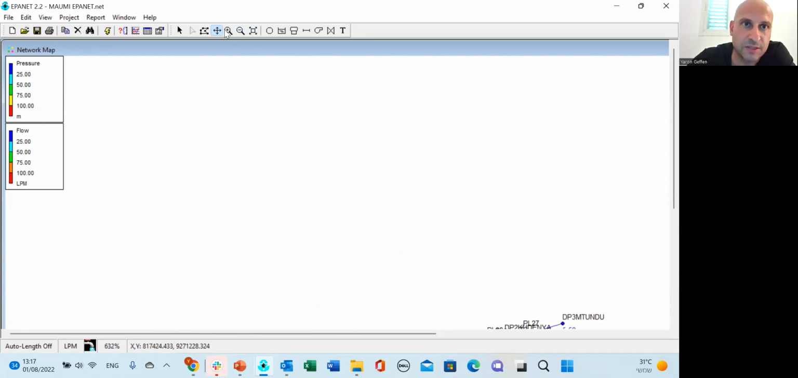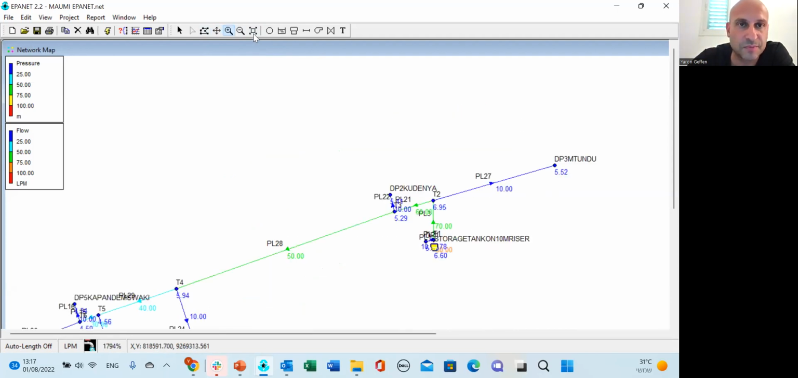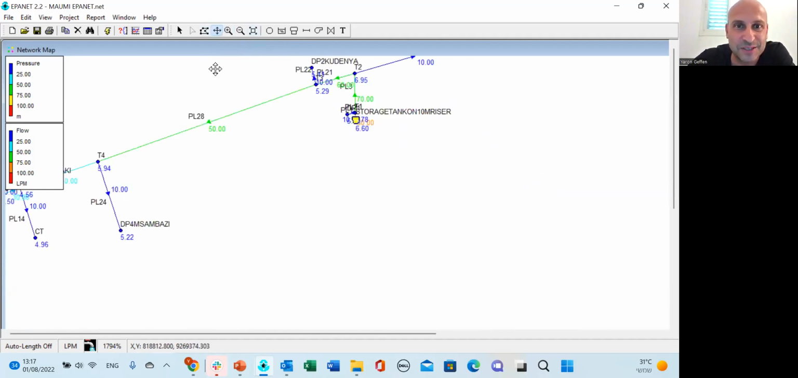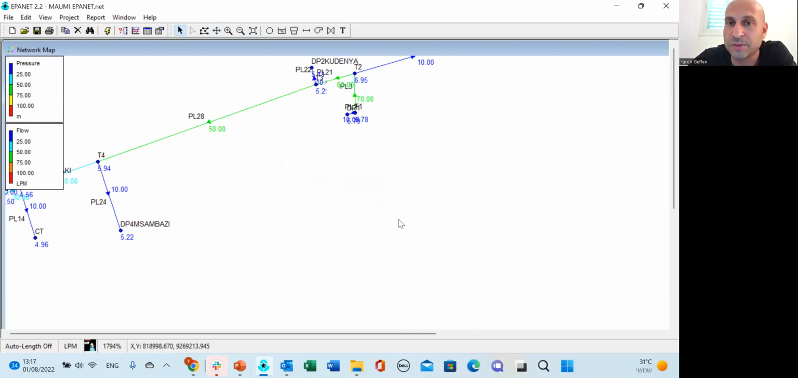So the first thing that we have to do in order to convert this project to a towerless project is remove the tower, correct? So let's remove the tower, delete the tower. Now there is no tower.